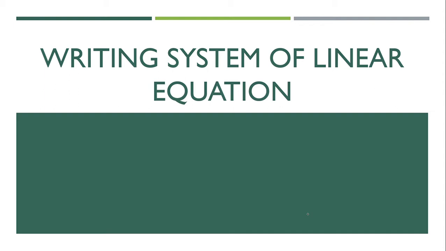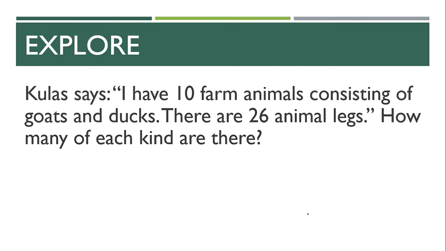So first, let us have this exploratory problem. Kulas says, I have 10 farm animals consisting of goats and ducks. There are 26 animal legs. How many of each kind are there? So, let us identify what will be the equations that we are going to use.